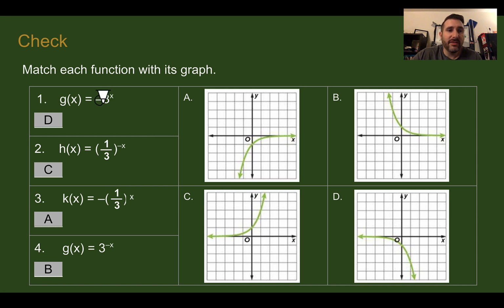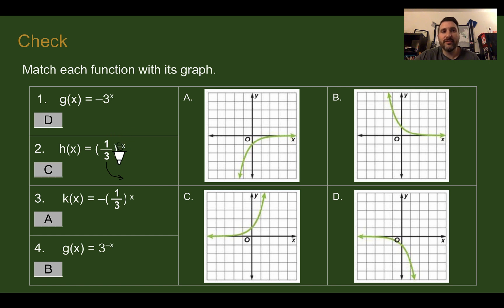In the first one, we just see a negative out front, which is telling us that it's going to be flipped downward. So 3 to the x usually looks like that. If it's flipped downward, now it must be flipped like that. So D would be the one that matches. For number 2, we have a factor of 1/3, which tells us that it's decaying in the first place.